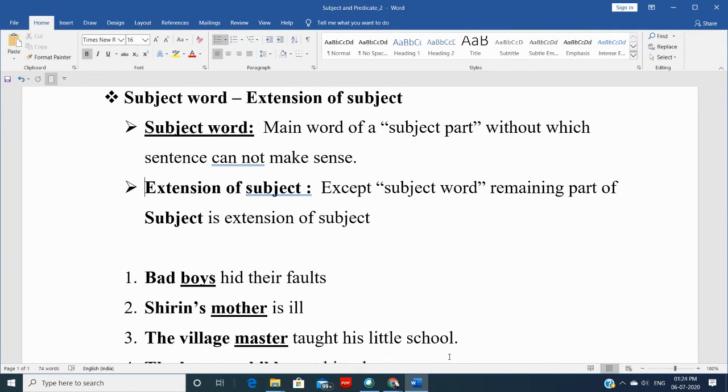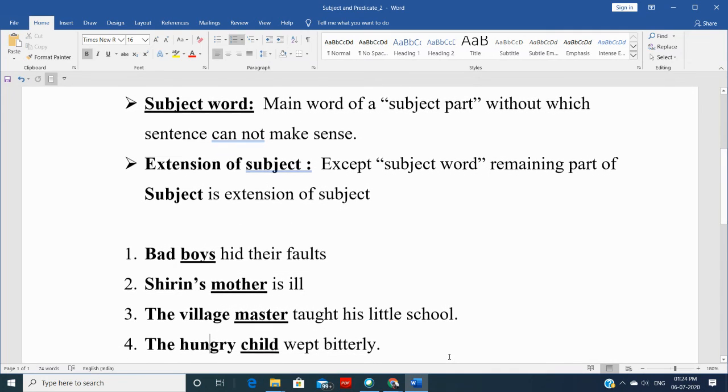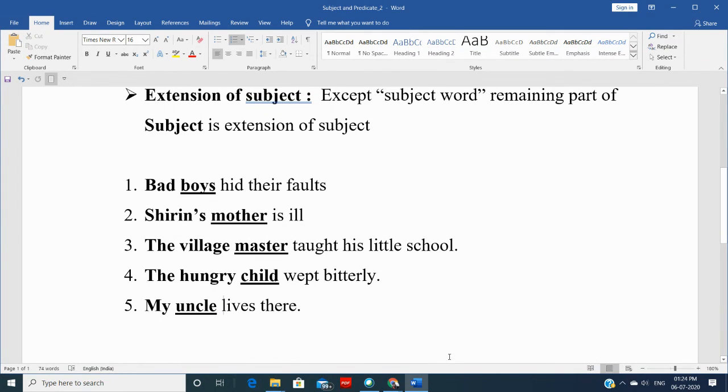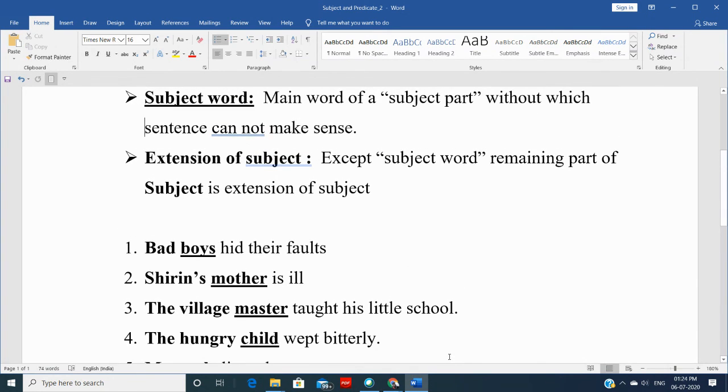So bad is your extension of subject, Shireen's is your extension of subject, village is your extension of subject. It means because of these words your subject is getting extended. You know, they are frills of a dress. Okay, without frills you can still wear a dress, but without a dress you cannot just wear frills. Okay, just on the funnier side. Okay, so "My uncle lives there." My uncle: my becomes your extension part of the subject. So it's very easy, right?